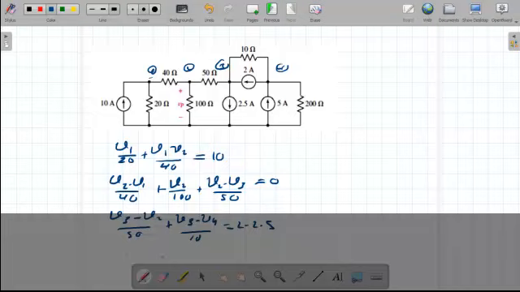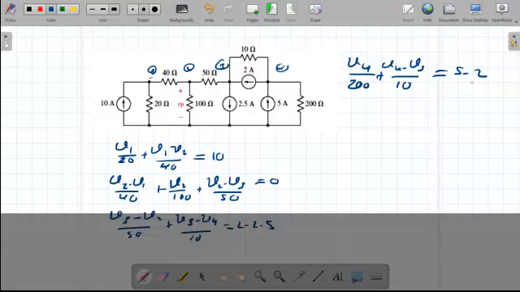The fourth equation, we write it here, so we have V4 over 200 plus V4 minus V3 over 10. This will equal the entering current. We have two current sources. 5 amp is entering and 2 amp is leaving. So we will have 5 minus 2.